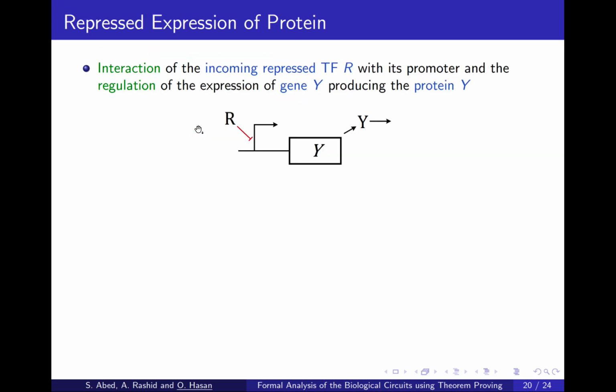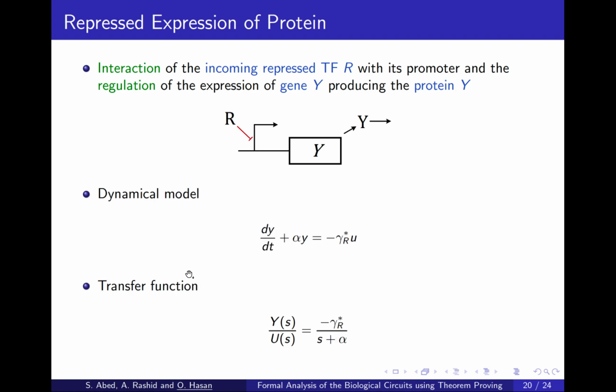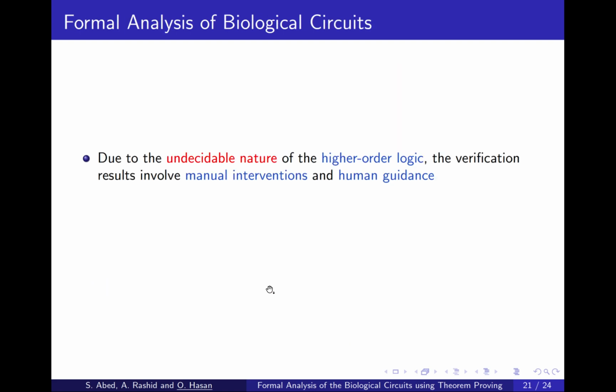And a similar exercise was also done for the repressed expression of protein, and these are the dynamical models and the transfer functions, and more details about the verification can be found in the paper. Now, one of the main limitations of our approach was that we are using a higher order logic theorem prover for the analysis, even though the analyses are correct. But the problem is that due to the undecidability of higher order logic, we had to interact with the theorem prover and guide it through the whole process, which involves a lot of human guidance. And this kind of human guidance is usually not expected to be provided by biological experts.